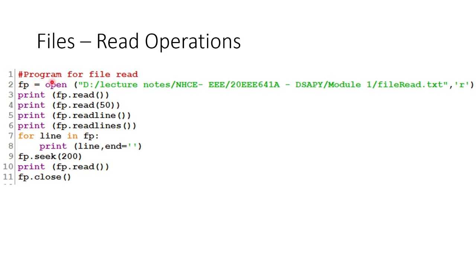Now if we want to read all the contents of the file, we can simply write the read method of the object FP. So FP dot read will help us to read the content of the file. We also have another function, read, where within brackets we can specify a number, such as 50, which will return 50 bytes of the given file.